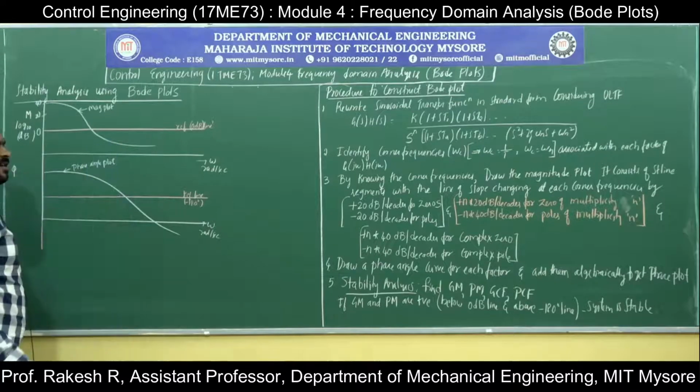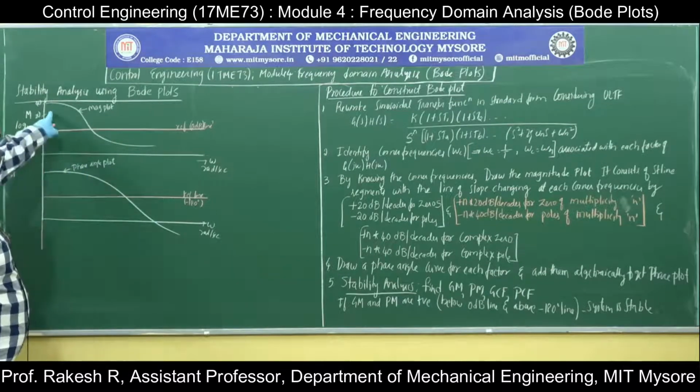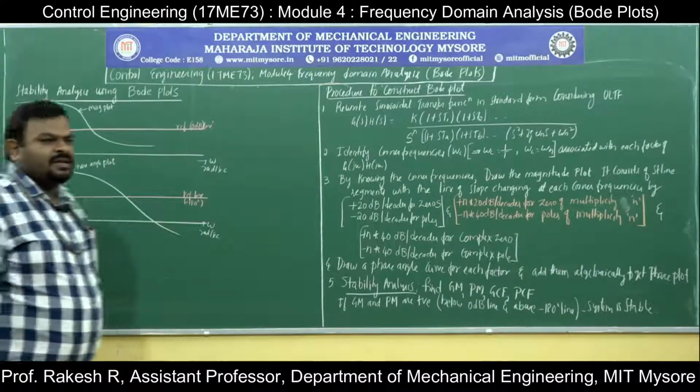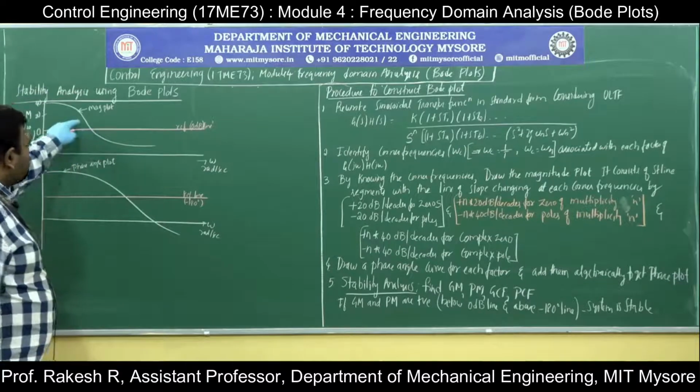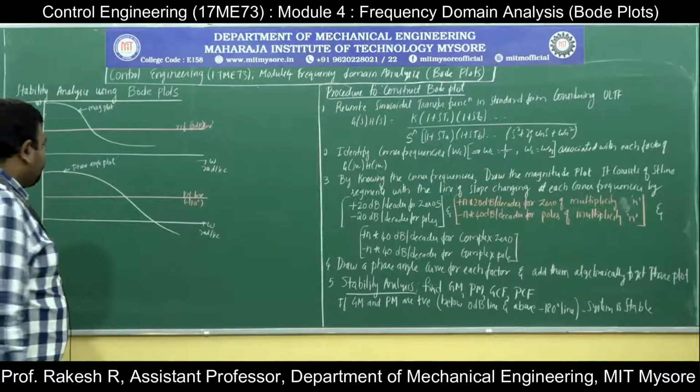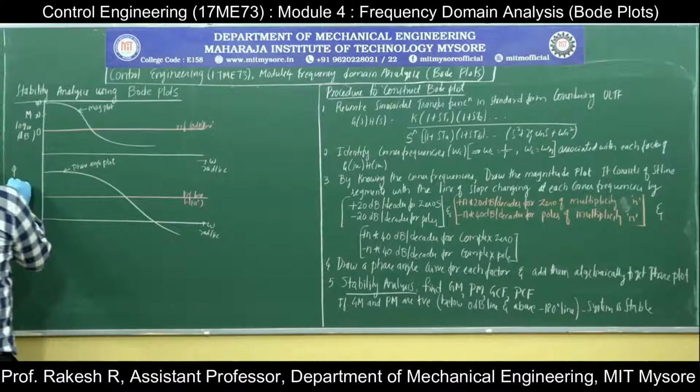After simplifying the terms, we will be getting this. Usually the magnitude plot will not be a smooth curve. Generally it will be straight lines. Just for simple analysis, I have written it like this. And this is the phase angle in degrees.